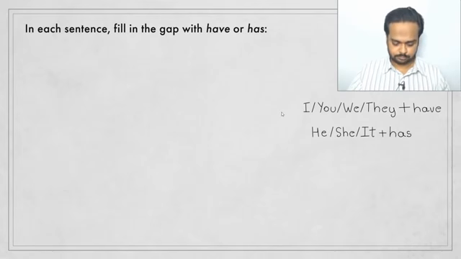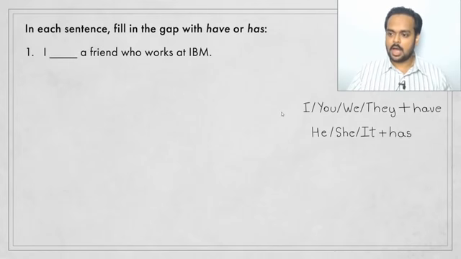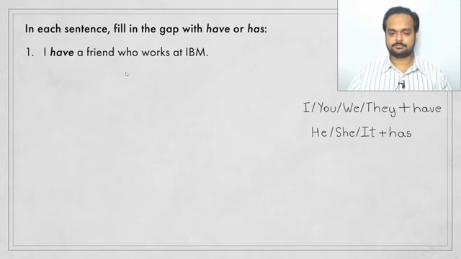All right, here's the first one. Blank, a friend who works at IBM. Means blank, so a friend who works at IBM. Would you say have or has? Well, the subject is I, so this should be have. I have a friend who works at IBM.